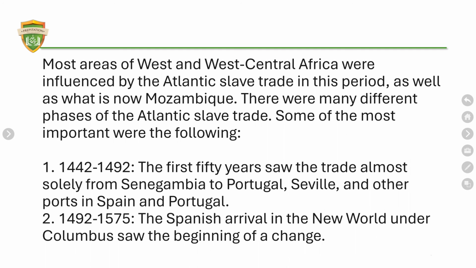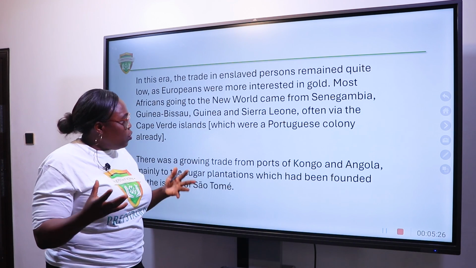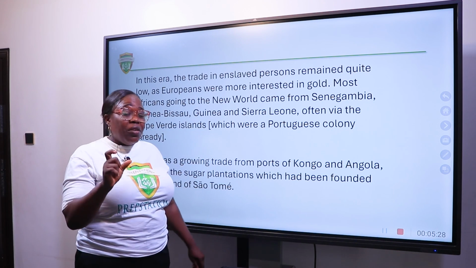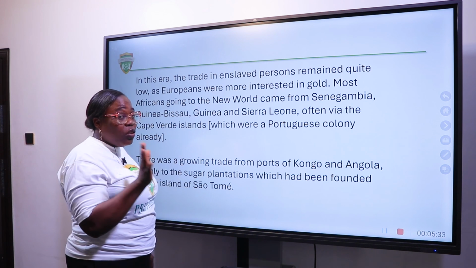The second date, 1492 to 1575. The Spanish arrival in the New World under Columbus saw the beginning of a change. In this era, the trade in enslaved persons remained quite low, as Europeans were more interested in gold. By this time, the slave trade was not so strong. There was still a craving for gold, not for slaves at that time.